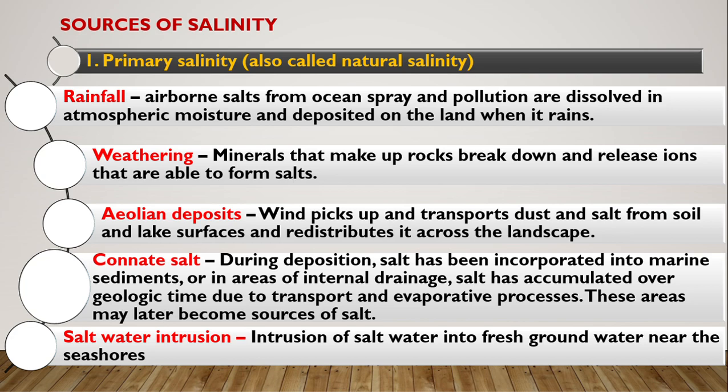Aeolian deposits means wind may pick up the salt from one area to another area. So some areas which were not saline will become saline due to the wind. Connate salt is the deposition of salt content from the marine deposits, and that salt may sediment or accumulate in some areas, which causes salinity to the particular soil. Salt water intrusion is another reason. In coastal areas, salt water may intrude into the land and make it saline. So these are the main causes of primary salinity.